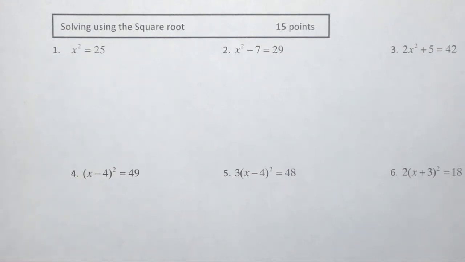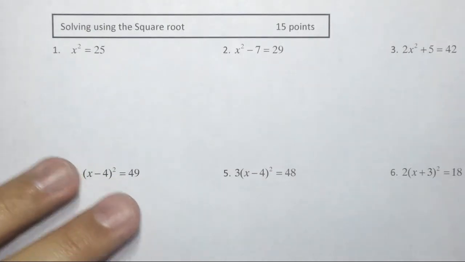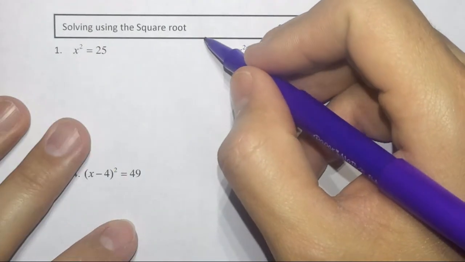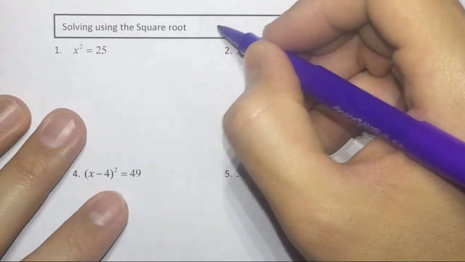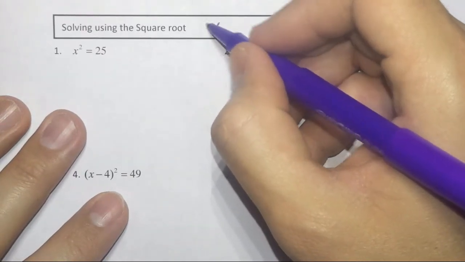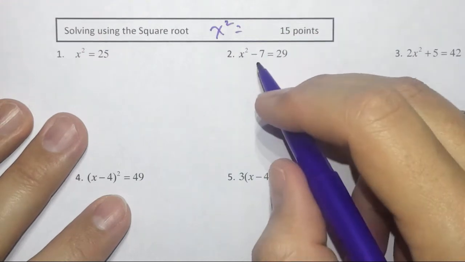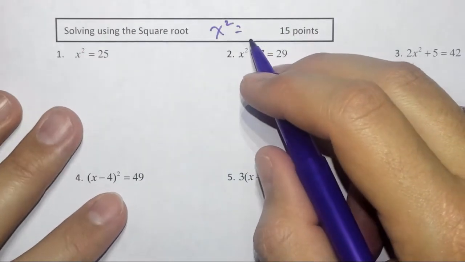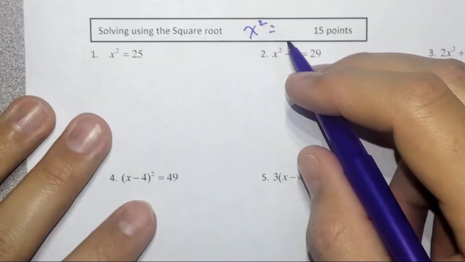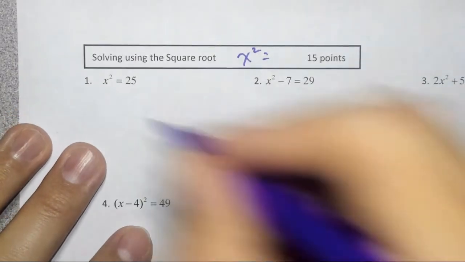Okay, we are looking at the solving using the square root part of the test 10 review. When we're solving using the square root, the basic idea is we want to get the x squared by itself on one side of the equal sign. This is also just like solving an equation, which we've been doing all year long.